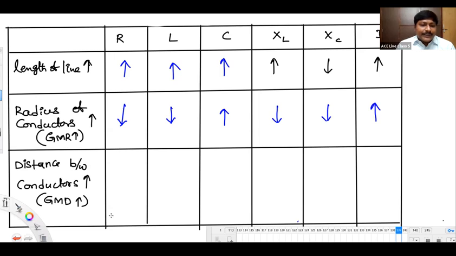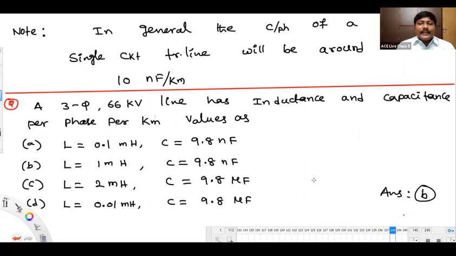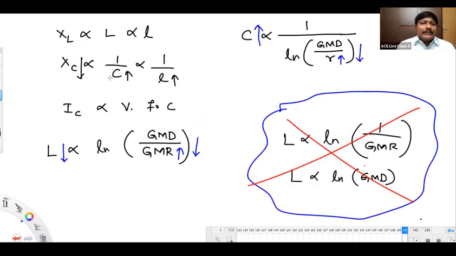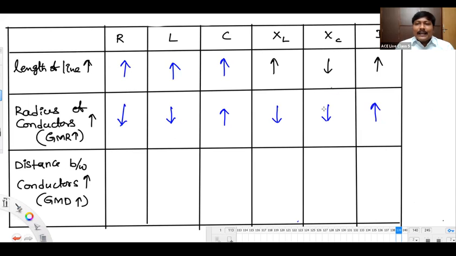What will happen to resistance? No change. No change in the resistance. XC is inversely proportional to capacitance, Bhavana. Already we have written here, right? XC inversely proportional to capacitance value. And you know if capacitance is increasing, reactance will decrease. Okay, look at this. GMD. No change in the value of resistance.